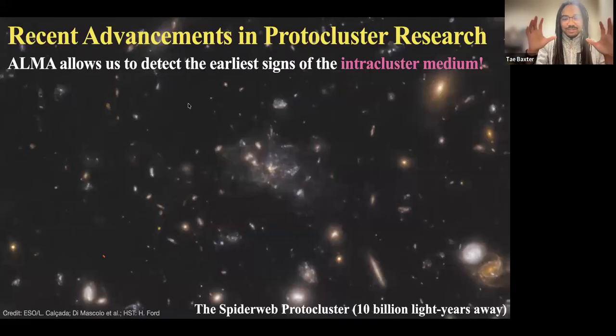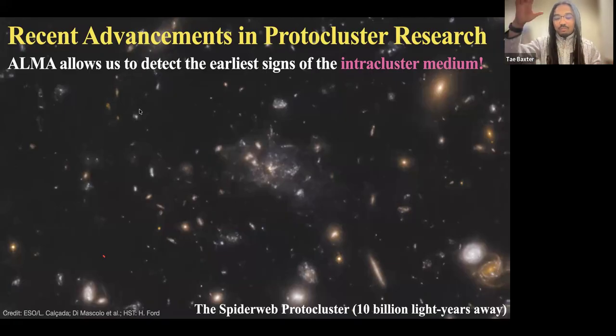But James Webb's not doing everything. There's also the Atacama Large Millimeter and Submillimeter Array down in Chile. And this is allowing us to look at the origins of the intracluster medium, this hot plasma. This is the Spiderweb protocluster. This is probably the most well-studied protocluster in the literature. It's been looked at across the electromagnetic spectrum with telescopes both in space and on the ground. And what ALMA was able to do is find signs of this proto-intracluster medium in this protocluster.